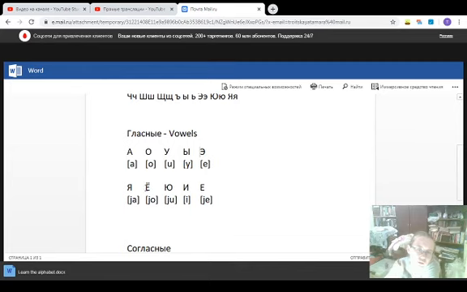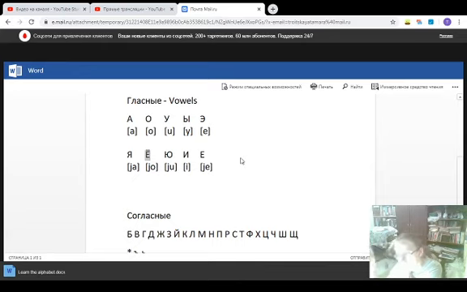Also, if we have the letter yo in the word, the stress is on the letter yo. So we have the word ежик, it's a hedgehog. Ежик, the stress is on the letter yo. Ёлка. All the words with the letter yo have stress on the letter yo.